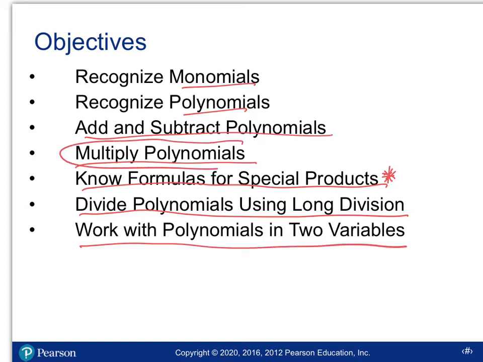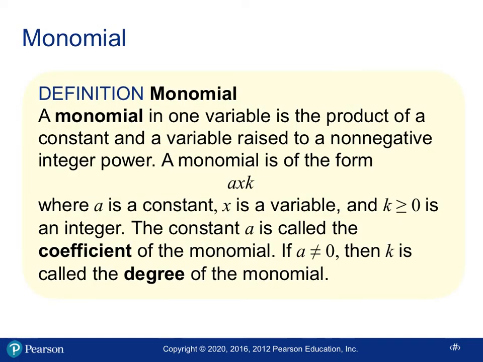The multiplying polynomials, we're going to look at FOIL, completing the square, factoring by grouping. And this is usually the part that we need a little bit of review with. You are going to be working with this a lot this course, so we want to make sure you're comfortable with this topic. So let's talk about what a monomial is.